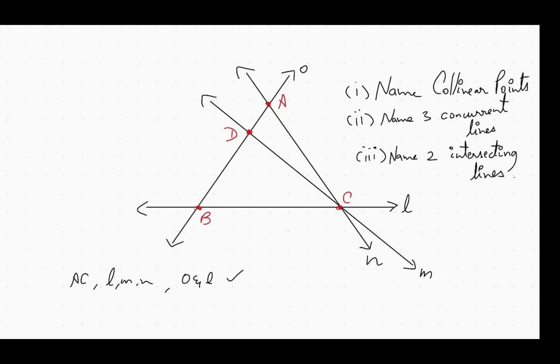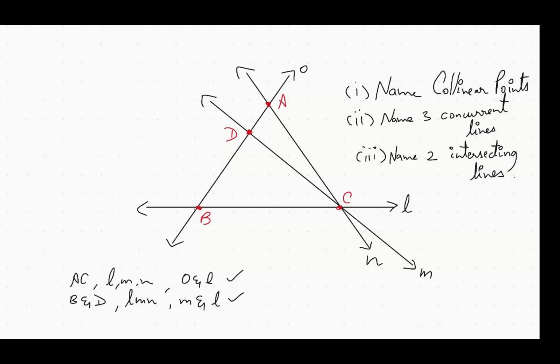For the collinear points I wrote B and D. And the three concurrent lines I also wrote L, M, N. Two intersecting lines I wrote M and L. That's correct, Anaya. Good. So, Abraham, you want to tell next?